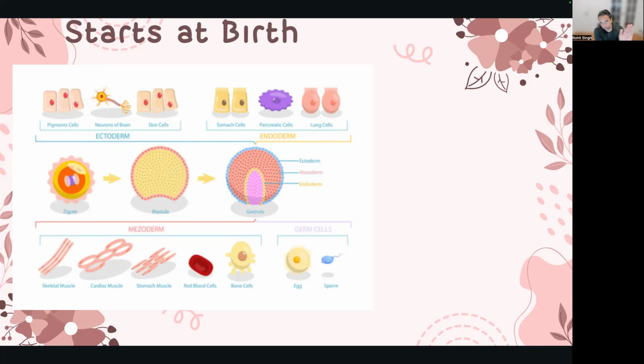But in normal fertilization, these cells form these three layers: ectoderm, mesoderm, and endoderm. Endoderm forms the inner layers of your organs. Ectoderm forms your outer layers, usually all your skin cells and all that. And mesoderm is what forms your cardiac muscle, stomach, and all that. So this is your normal programming in normal human life. It is at this stage that these cells become these three layers, and these three layers then form all your systems.